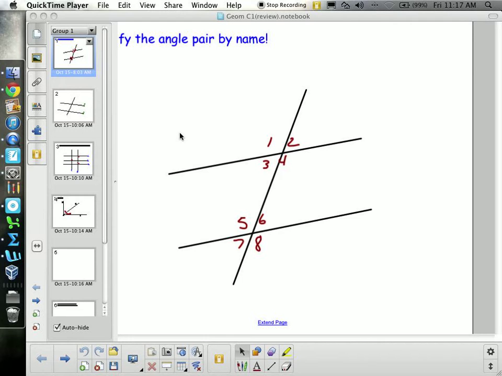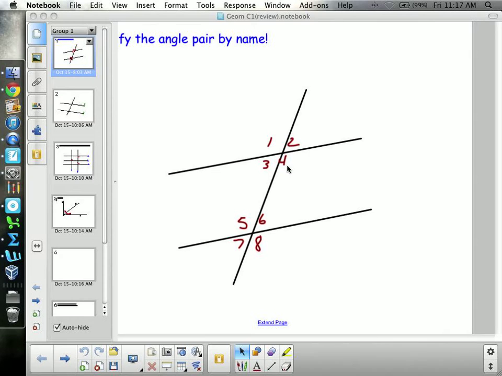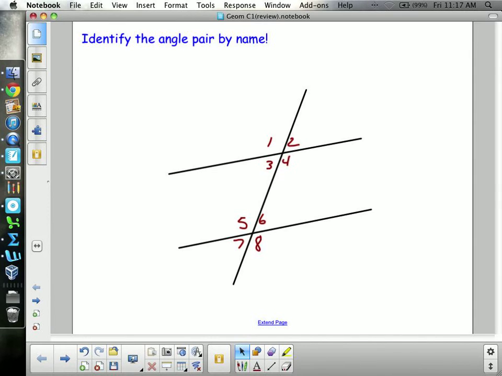Alright, one of the things that we always do is we put some review problems on there, things from earlier chapters, earlier sections. Before, that review always tended to be more algebra-based. Now it tends to be a little bit more reviewing something we did earlier in the year in geometry. And this quiz's review is going to deal with angle pair names.